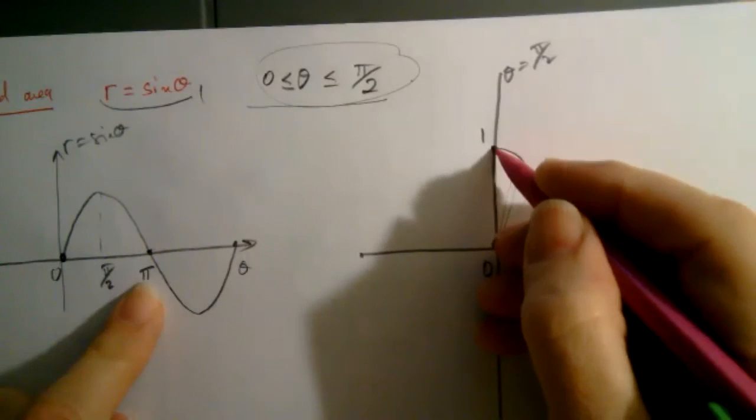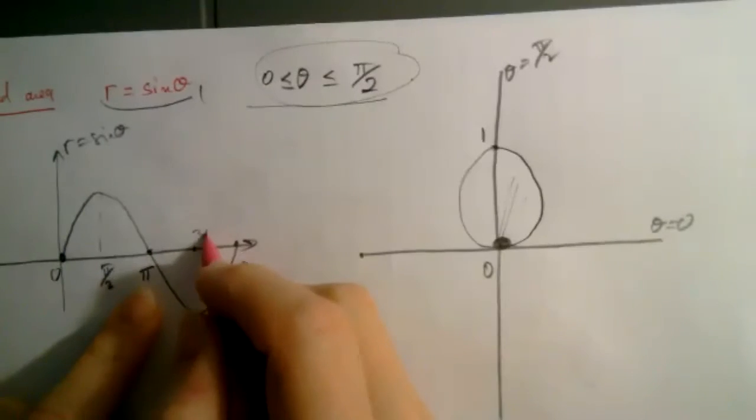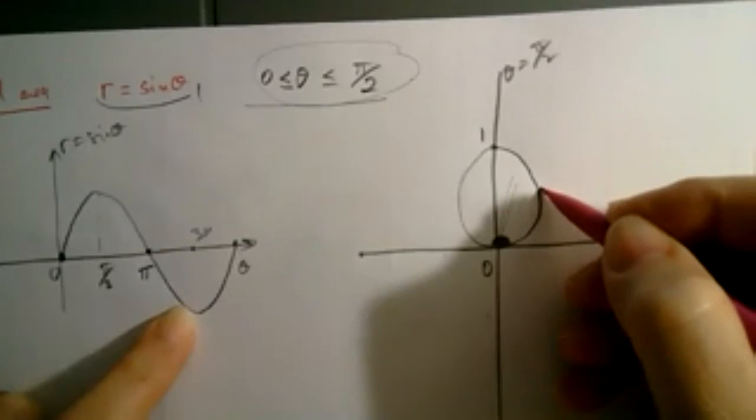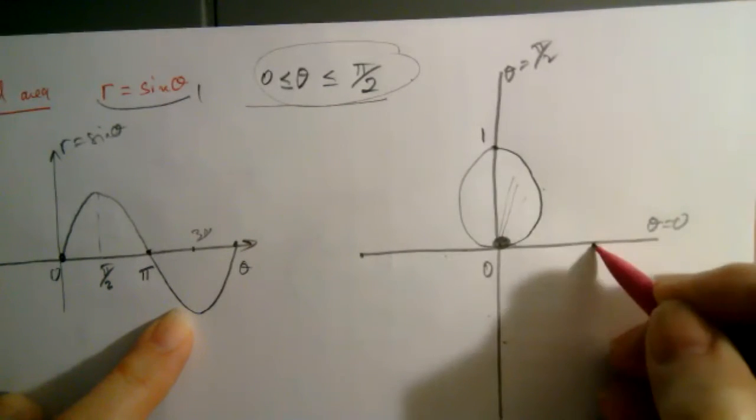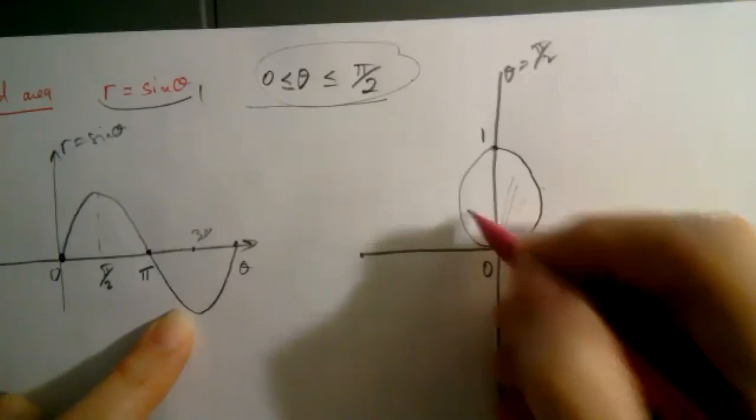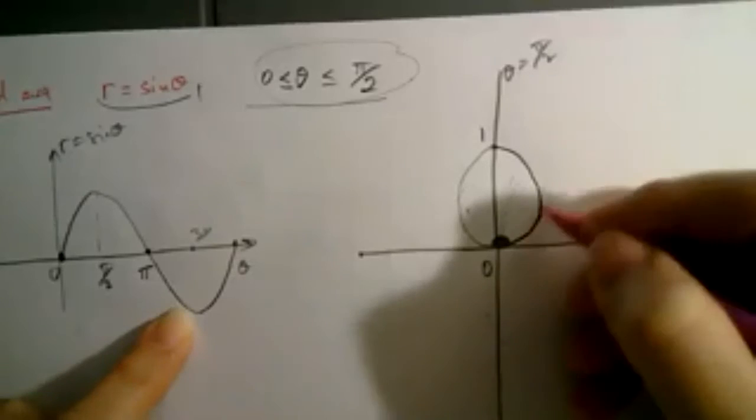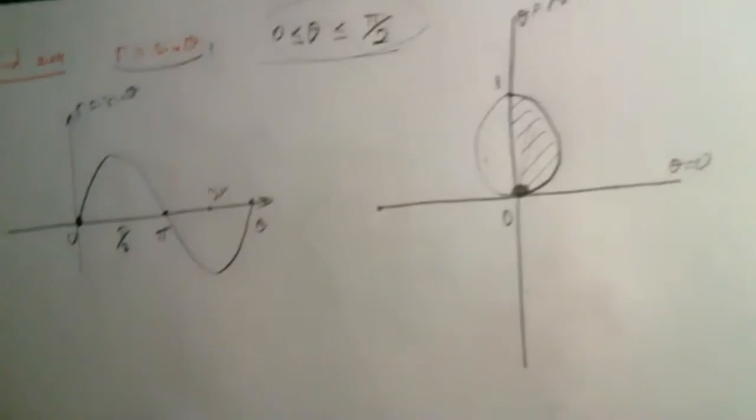From pi over 2 to pi, it seems to be like that. Between pi and 3 pi over 2, the graph is going to go back up here because r is negative. Between 3 pi over 2 and 2 pi, this is the graph. So basically, this is the piece I'm interested in. That's the piece I'm interested in. And what's the area of this piece?